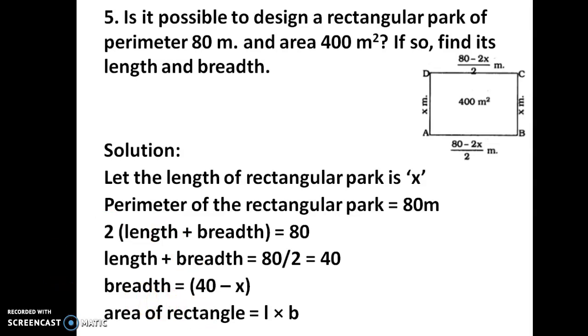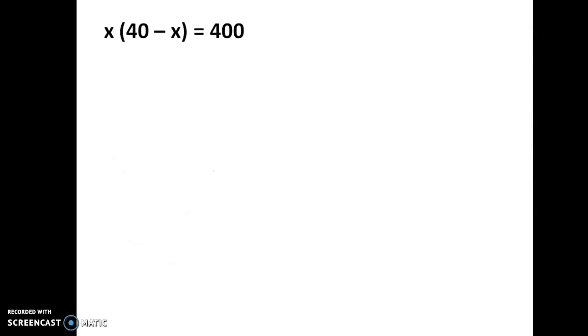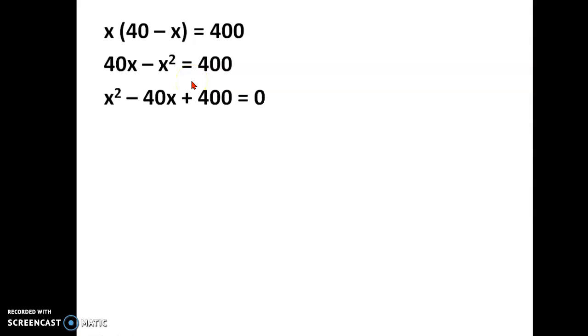Okay. Then what is the area formula? Area formula is L into B. So substitute this L and B value, that is x into 40 minus x equal to 400. 400 is already given in the question. So now remove the bracket. 40 into x is 40x, minus x into x, you will get x square, equal to 400. Then rearrange it. So after rearranging, I got x square minus 40x plus 400 equal to 0. So this is the quadratic equation I got. In order to factorize, I used splitting of middle terms.